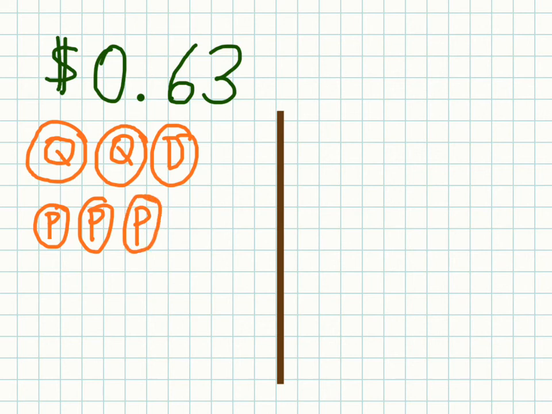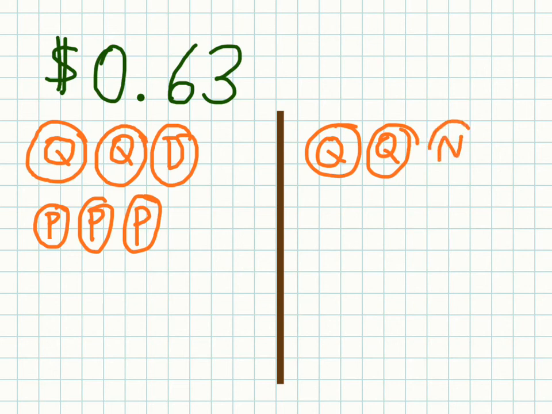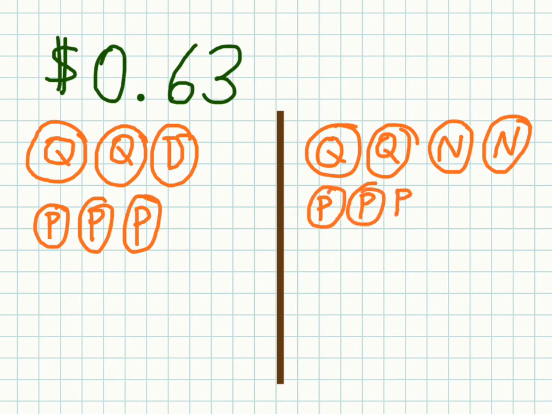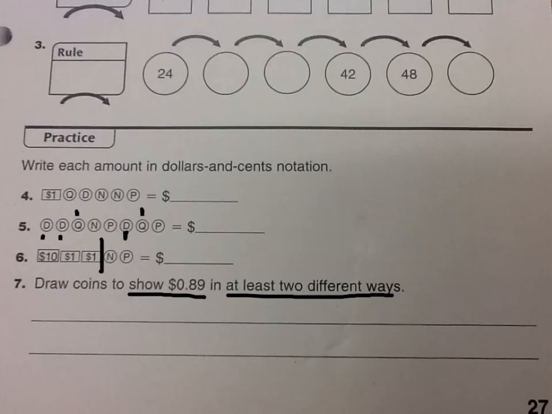If I were to do it again, a quarter, and quarter is 50. And now, how about a nickel? And a nickel gives me 55, and 5 more, 60. And then again, I still need 3 pennies to get to 63. So do the same thing, but instead of 63, you're going to go for 89 cents in at least 2 different ways, or more if you feel like a challenge. Okay, that's it. Thank you.